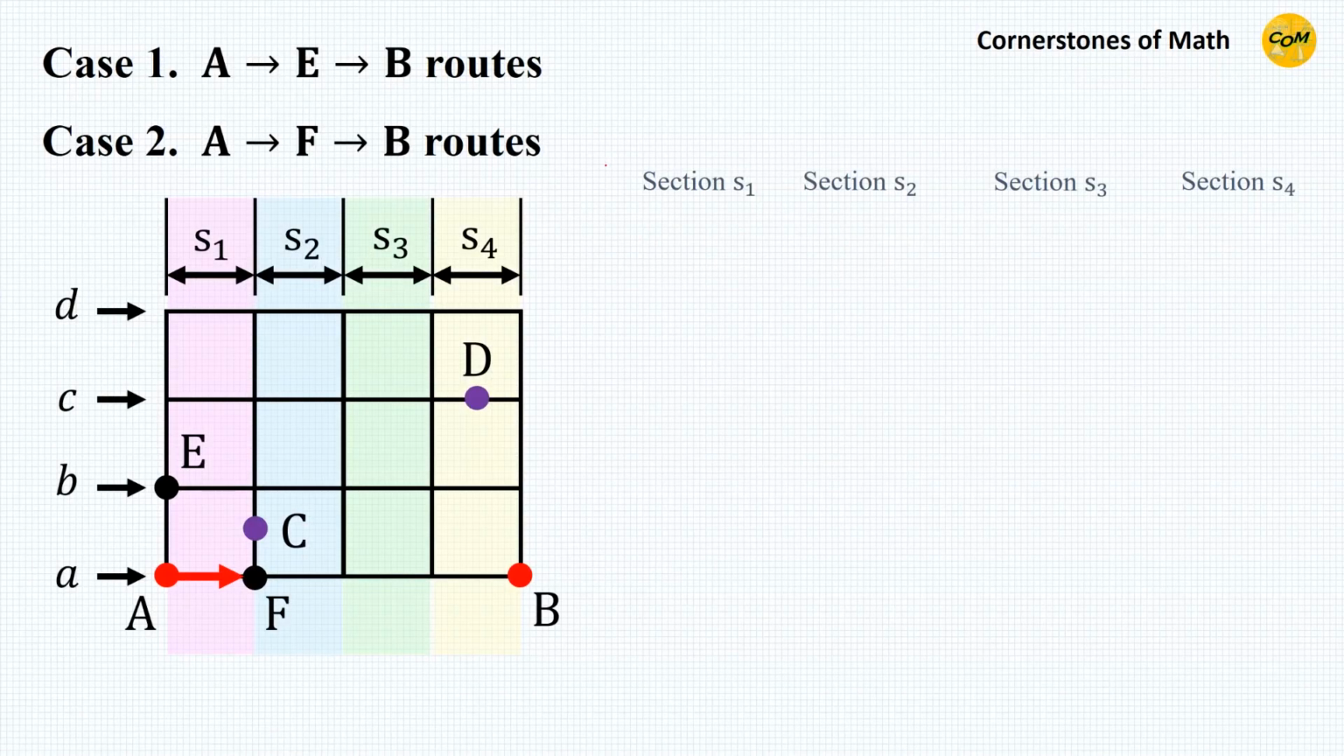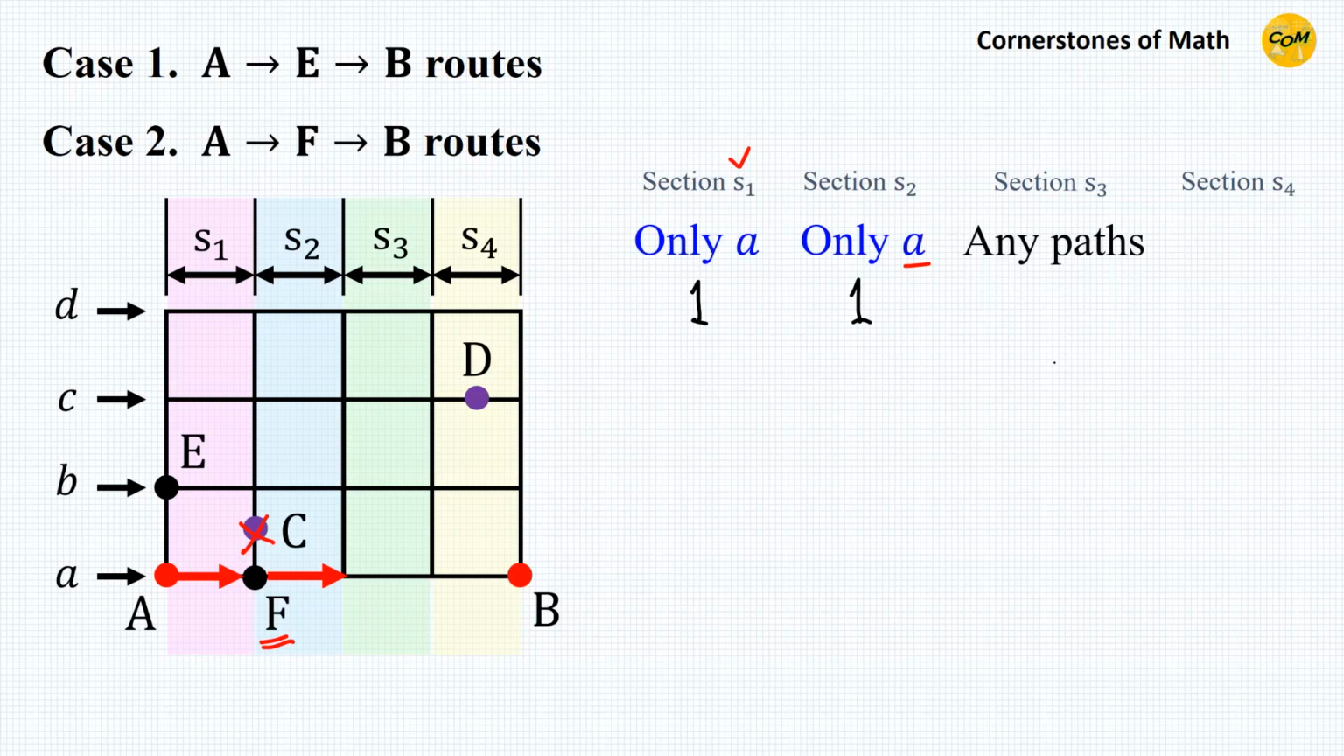And now for case 2, AFB routes. Here for section S1, we can choose only path A because we have to get to point F, so we only have 1 choice. And since we cannot go to point C, we can only choose path A for section 2 as well. So only 1 choice for section S2. For section S3, we have no limitations, so we have 4 choices. And for section S4, we cannot choose path C, so we have 3 choices. Therefore, in this case, we have 1 times 1 times 4 times 3, which is 12 different paths.